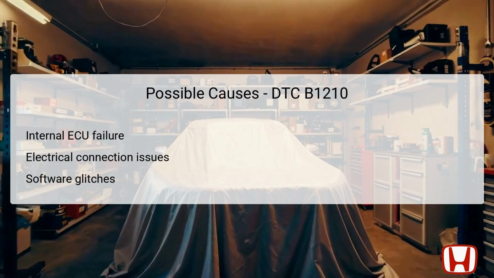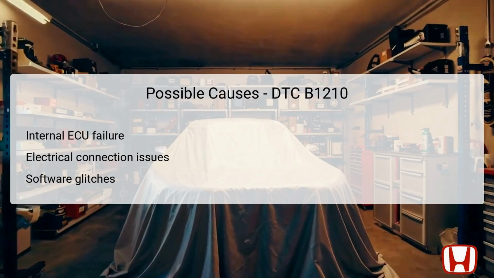Several possible causes contribute to the occurrence of DTC B1210, the most significant being internal ECU failure. The internal electronic control unit, ECU, may stop functioning due to various factors, including environmental conditions or manufacturing defects. Electrical connection issues can also arise from loose wiring or corroded terminals, which can impede the reliable transfer of signals and lead to system malfunction.